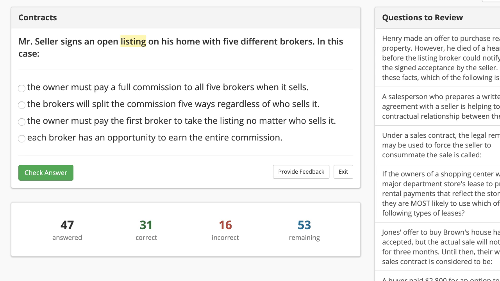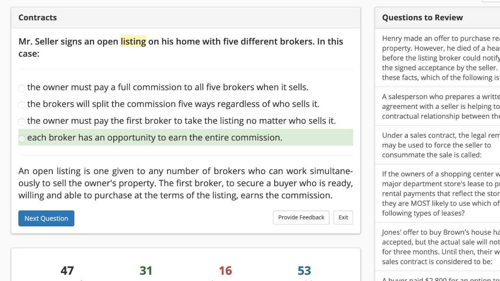So Mr. Seller signs an open listing on his home with 5 different brokers. In this case, A, the owner must pay a full commission to all 5 brokers when it sells. B, the brokers will split the commission 5 ways regardless of who sells it. C, the owner must pay the first broker to take the listing no matter who sells it. Or D, each broker has an opportunity to earn the entire commission. The answer is D. Each broker has an opportunity to earn the entire commission.